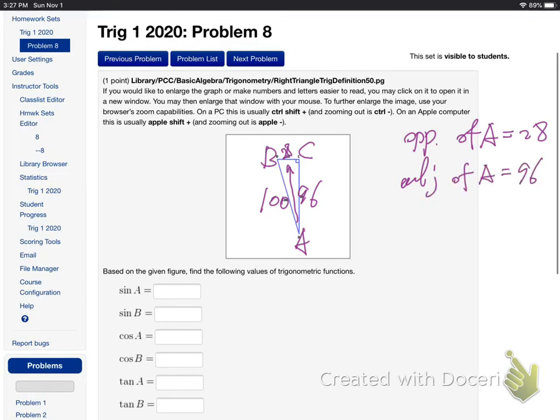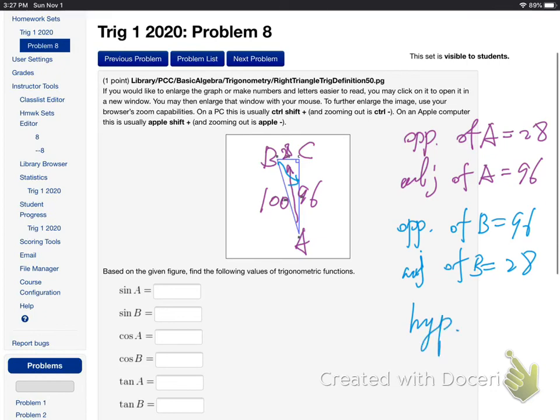And then what's the opposite side of B? Opposite side of B is 96, and adjacent side of B will be 28. Hypotenuse is 100. Hypotenuse doesn't depend on the angle A or B. Hypotenuse is the C side, the biggest one, 100. So you write down opposite and adjacent for A and B first, and then work on the trig functions.